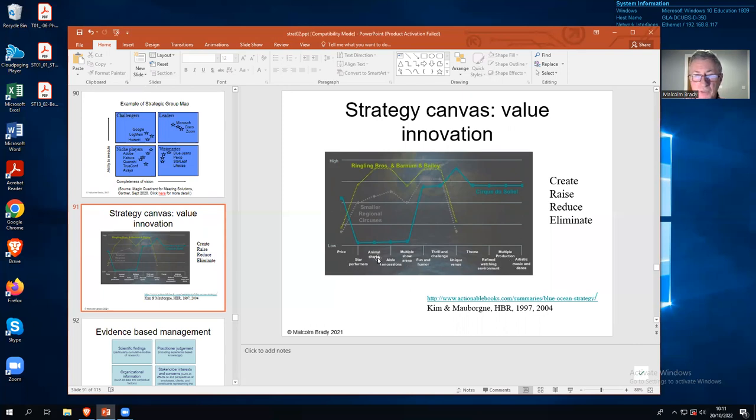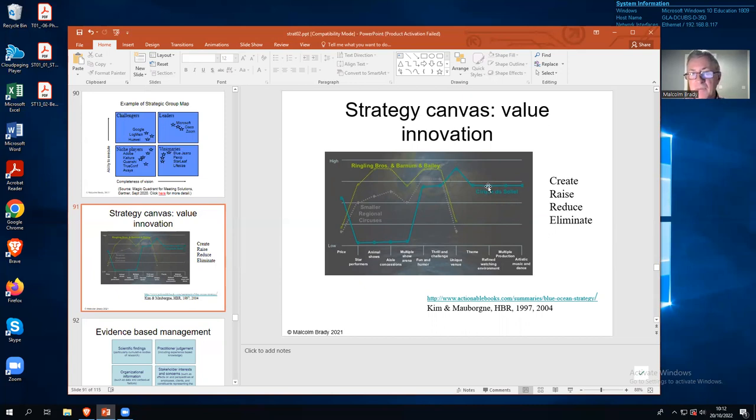They've actually got 12 dimensions that they're measuring the various firms against, okay? And you can see they're using a kind of graph here to indicate the strength of the different firm on the different dimensions. So this comes from Kim and Mauborgne, their value innovation model or blue ocean strategy model.